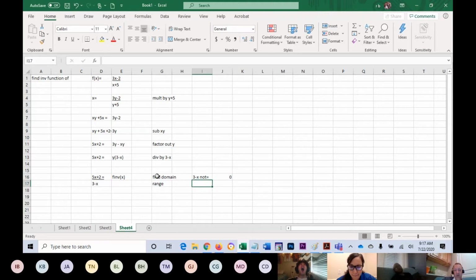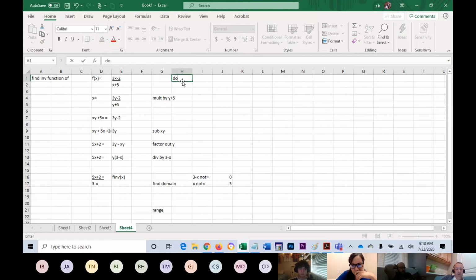So therefore, x cannot equal 3. You're right, x cannot equal 3. So that's your domain. Now the range might be a little bit harder, but one way to think about it is, remember these swap over here. So what would be the domain back in the original problem? The domain would be that x cannot equal -5.